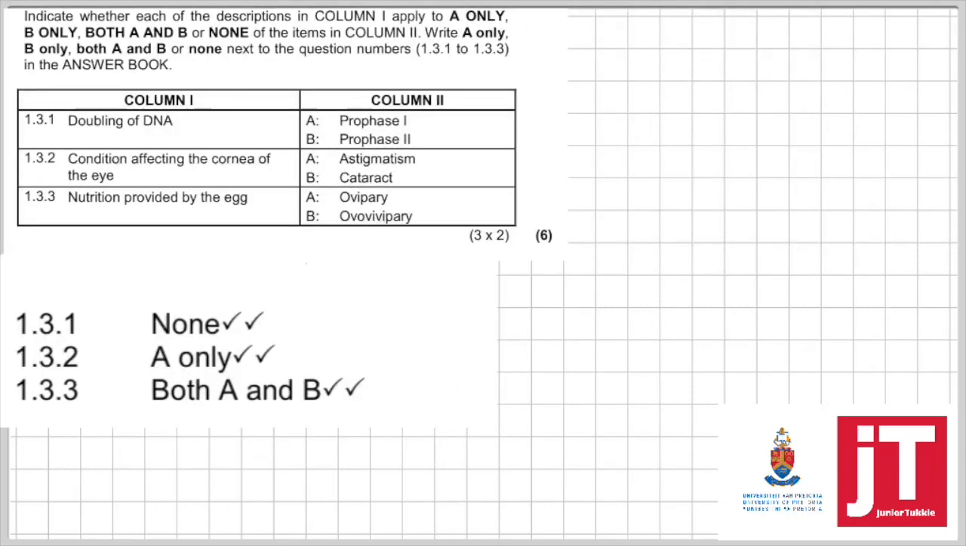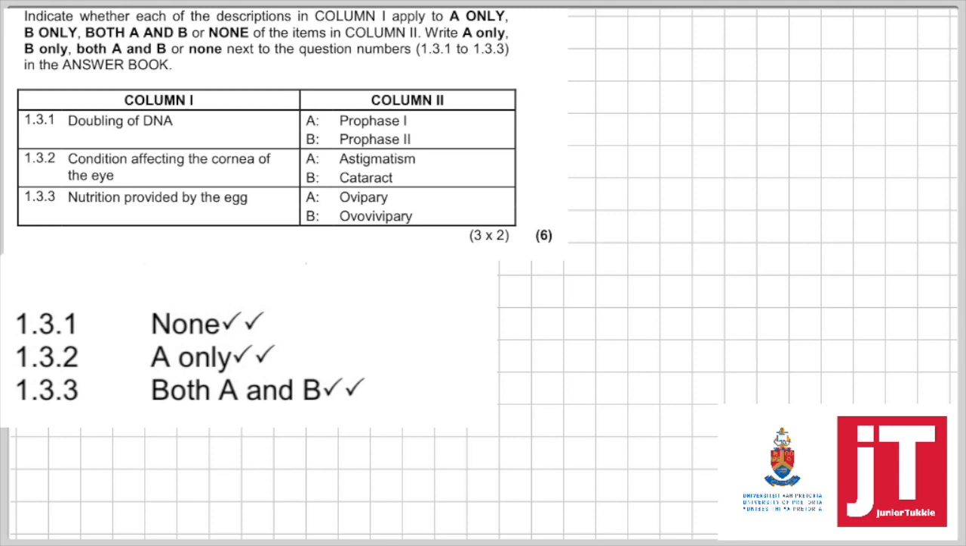1.3. Indicate whether each of the descriptions in column 1 applies to A only, B only, both A and B or none of the items in column 2. We must write down A only, B only, both A and B or none next to the question numbers in the answer booklet.